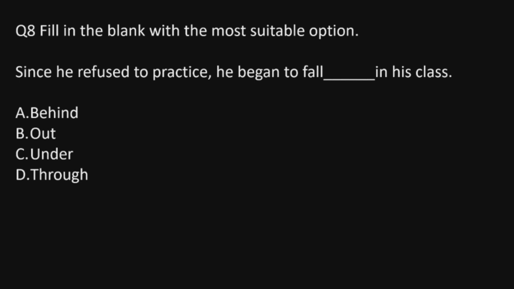Then moving to question number 8. Since he refused to practice, he began to fall dash in his class. Okay, so there is an action which he refused, and there is a reaction for that. He began to fall. What can be the best? Let's see. He began to fall out in his class. No, that's not the correct. Fall under in his class. No, fall through in his class. No, fall behind in his class.